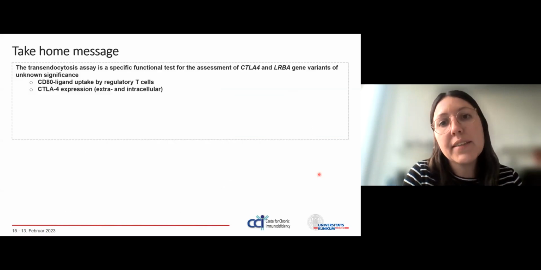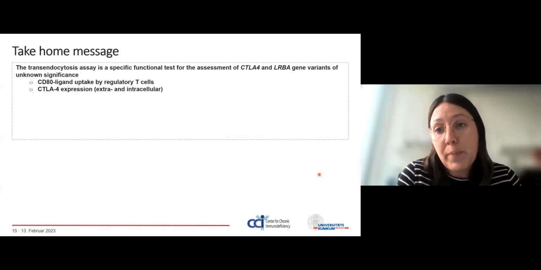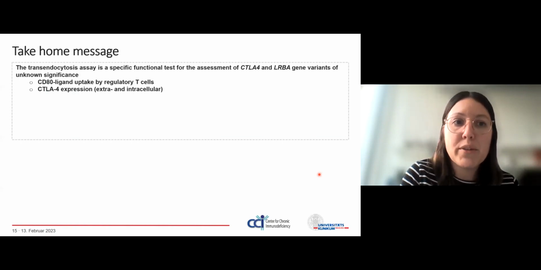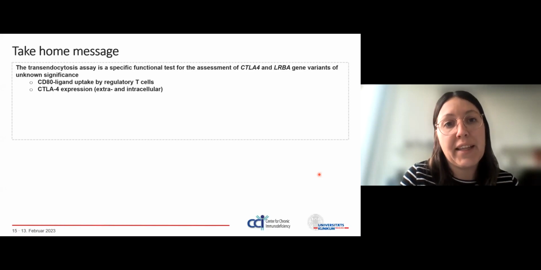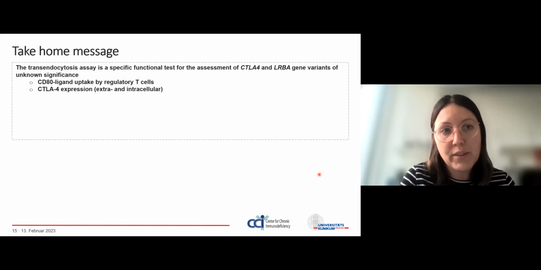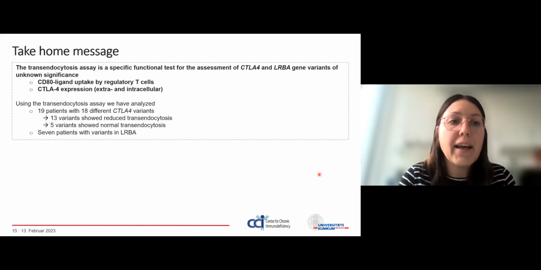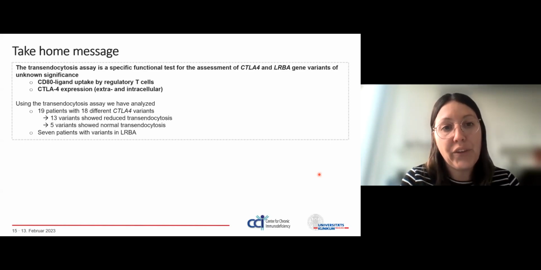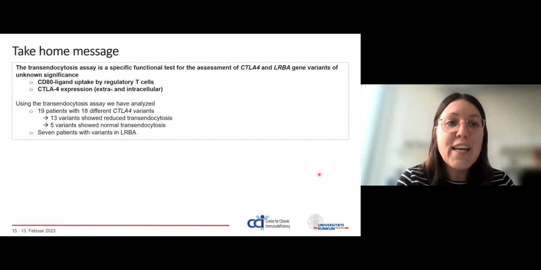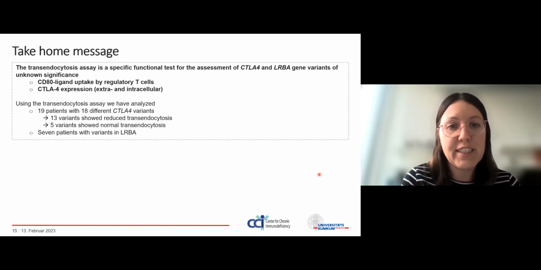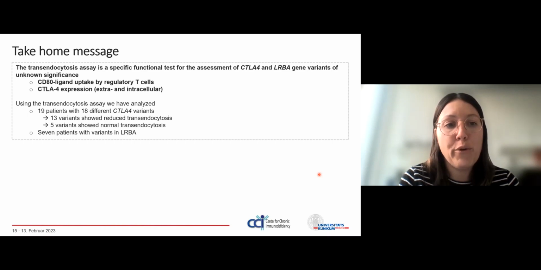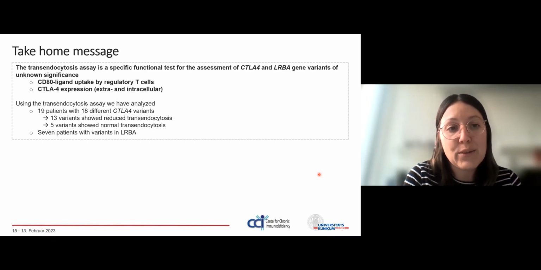And to summarize this, for the assessment of especially CTLA4 gene variants of unknown significance, we have a highly specific and sensitive assay, the transendocytosis assay, where we can measure the CD80 ligand uptake by regulatory T cells and also the CTLA4 expression. We've so far analyzed, using these mScarlet CHO CD80 CHO cells, 19 patients with 18 different CTLA4 variants, of which 13 showed reduced transendocytosis and 5 showed normal transendocytosis.